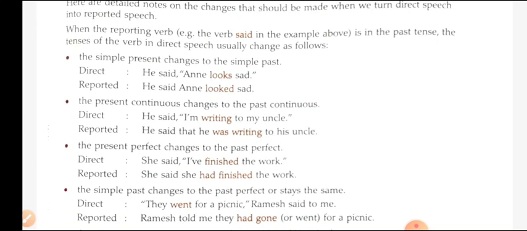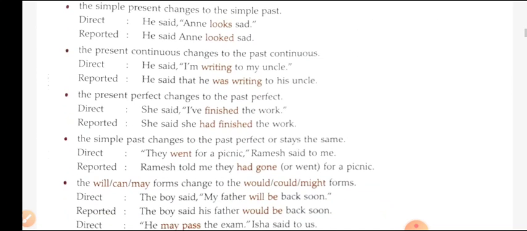The present continuous changes to the past continuous. Direct: he said, "I'm writing to my uncle." Reported: he said that he was writing to his uncle. The present perfect changes to the past perfect. Direct: he said, "I have finished the work." Reported: she said she had finished the work.